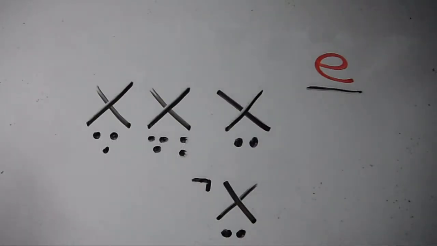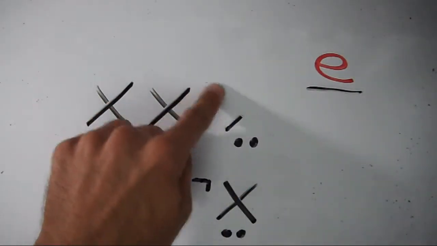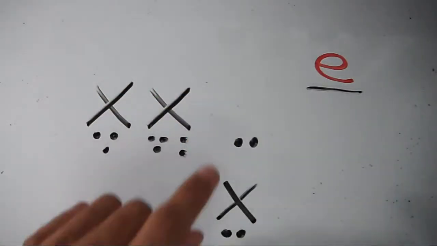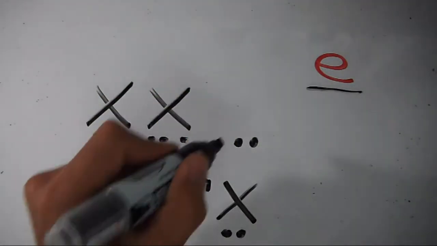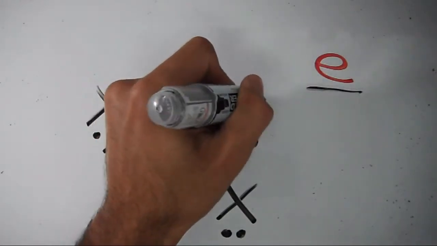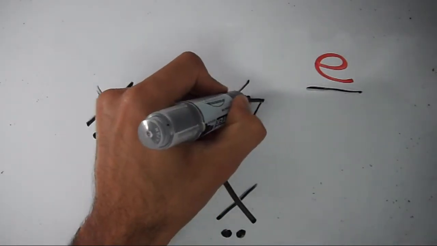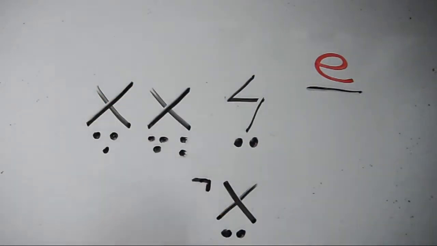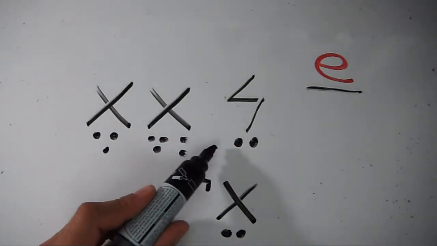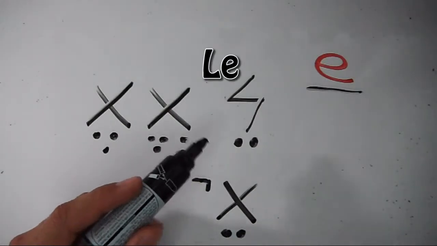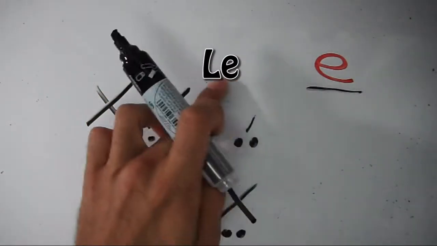So, for example, if you put the letter Lamed, we will read it as Le. Le. Okay?